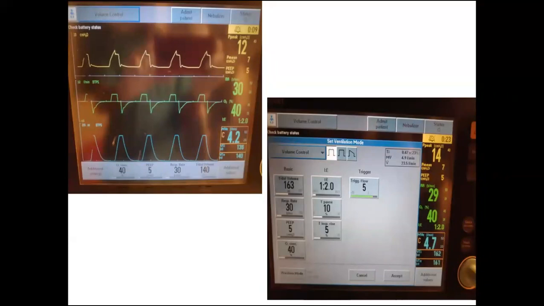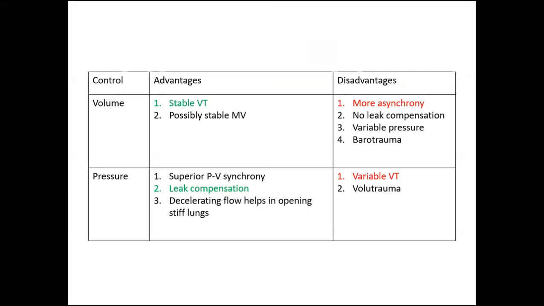And one more thing is there, it's about synchrony. So it can have more synchrony in pressure control than volume control, because what is the flow pattern in pressure control? Decelerating. So during the initiation of inspiration itself, the patient will get more flow. So he will be satisfied, and he will not do the extra work. Once he gets the peak flow at the start of inspiration itself, he will not do more work.